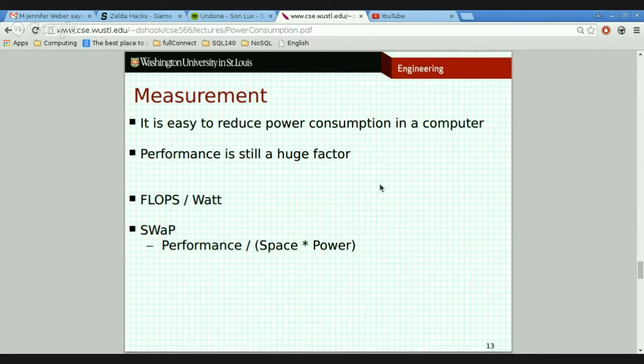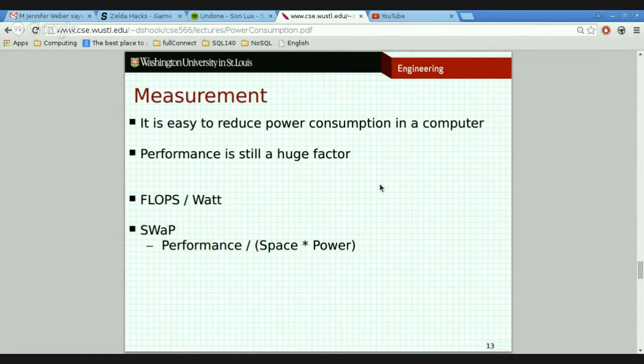Another metric that is sometimes used is the SWaP metric, which is a factor of performance, whether that means flops or something else, over the amount of space that it takes up. How big is this times the power? So it also takes space considerations into account. This is important, especially for very large data centers. You'll see this SWaP number used to reference the efficiency of a particular data center.